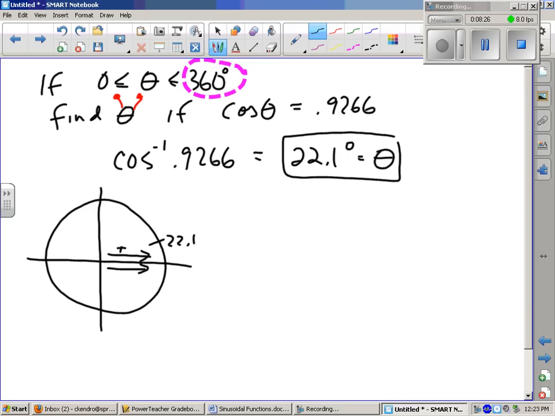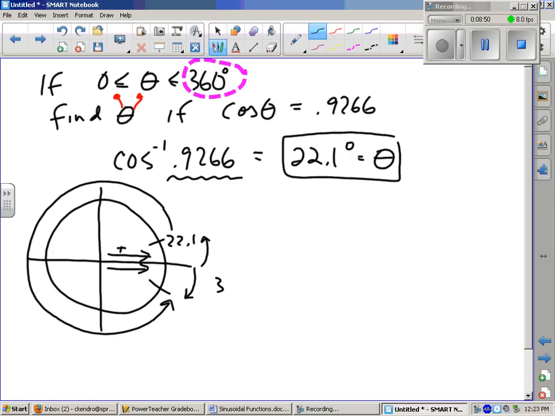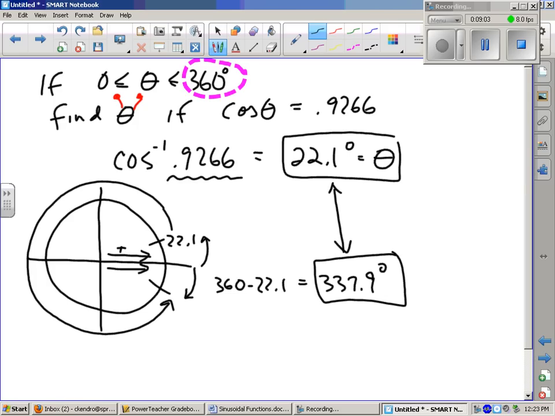The fourth quadrant is the other place where cosine is going to have this value, 0.9266. And it's going to be the mirror image of 22.1. 22.1 degrees that way, 22.1 degrees that way, but I'm not going to say negative 22.1. I'm actually going to go this way and say 360 minus 22.1 to find that other angle. So that other angle is 337.9. Okay, so these are the two answers for this one question.